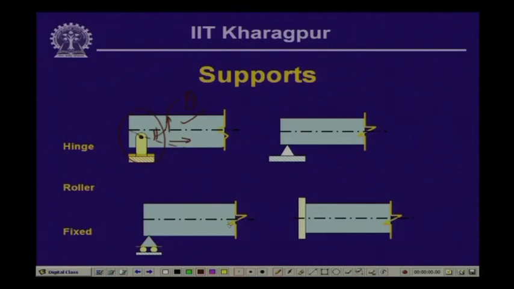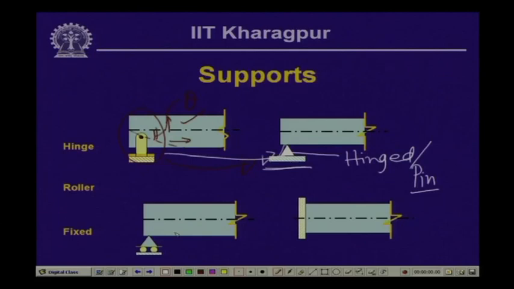Generally, when we look into problems, we show this diagrammatically in this particular form, and this type of support indicates that it is a hinge support or pinned support.